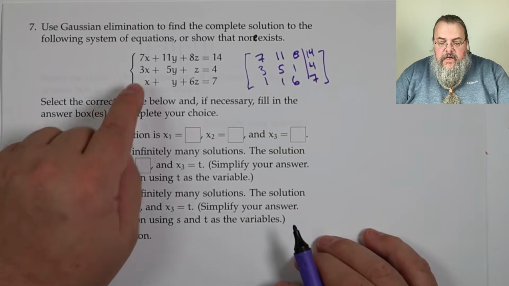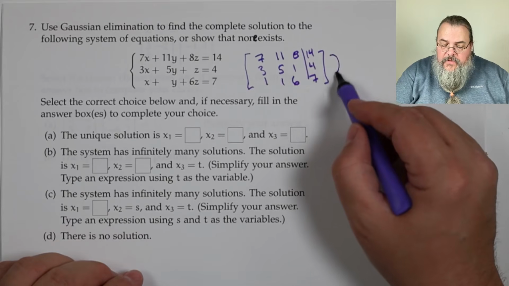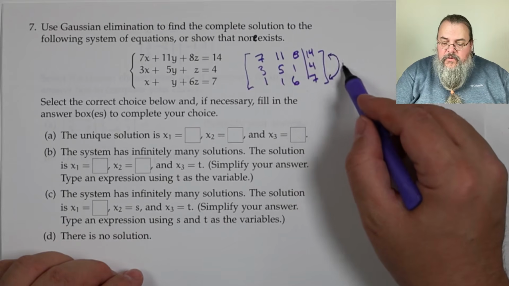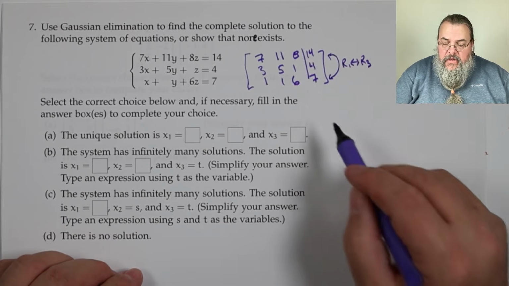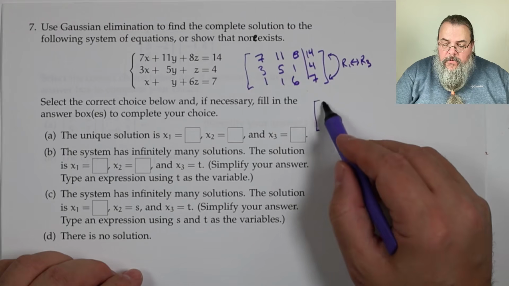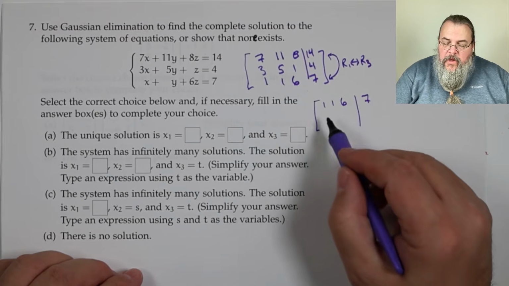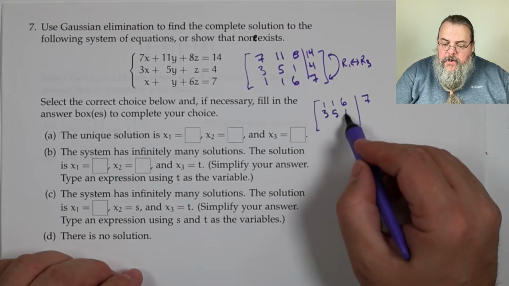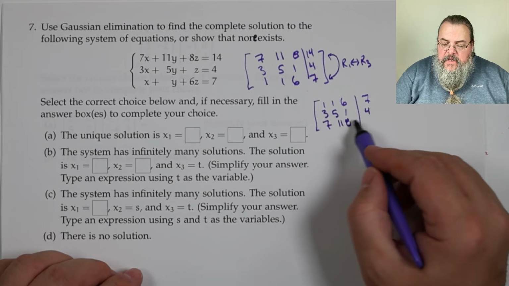Now, I like the fact that there's a 1 here, so I'm going to swap the first and the third rows. So row 1 is being swapped with row 3. If we do that, we'll get 1, 1, 6, 7. The 3, 5, 1, 4. And the 7, 11, 8, 14.